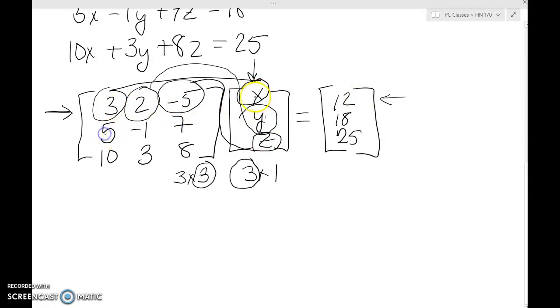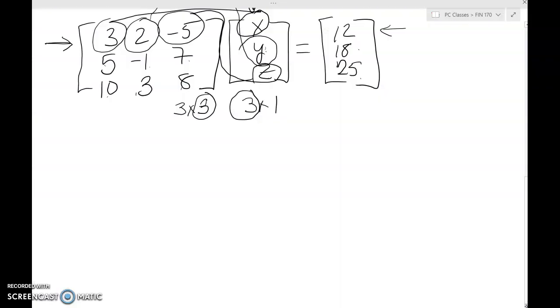And then 5x minus 1y plus 7z equals 18. And then 10x, 3y, 8z is equal to 25. Now that's the way that we set this up.